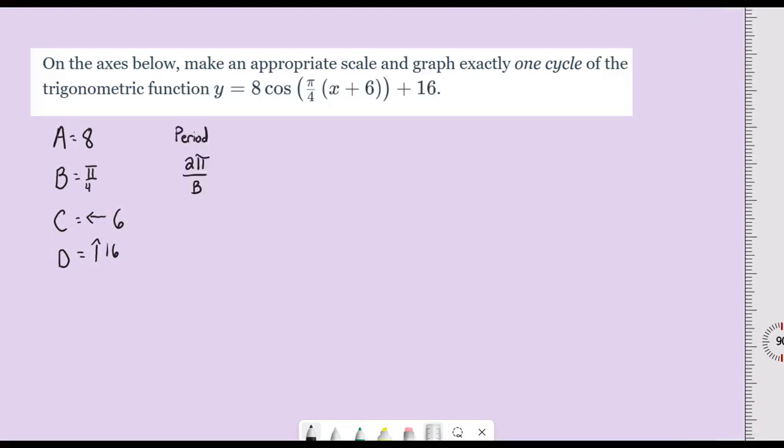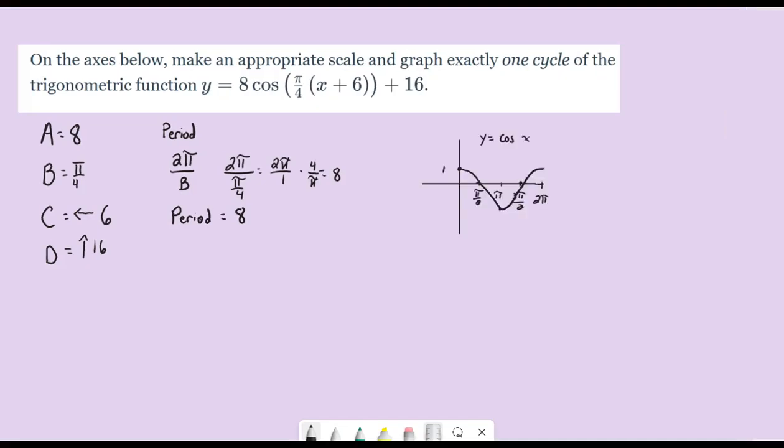Okay, the next thing I'm going to do is find the period. I've set it up here, so if you want to get that before I reveal the answer, that'd be swell. All right, so the period is 8. I got that by taking 2 pi and dividing it by pi over 4, which is essentially 2 pi times 4 over 1. Pi's cancel out and we get 8.